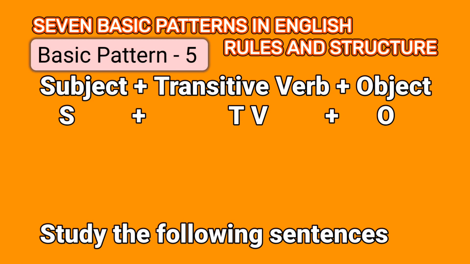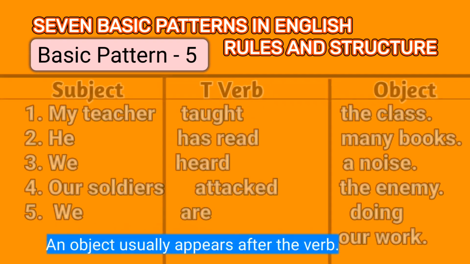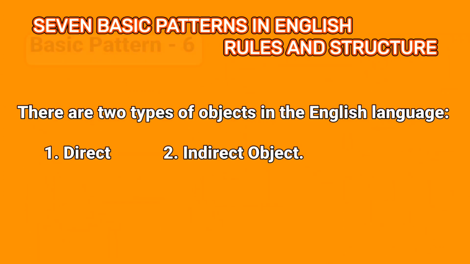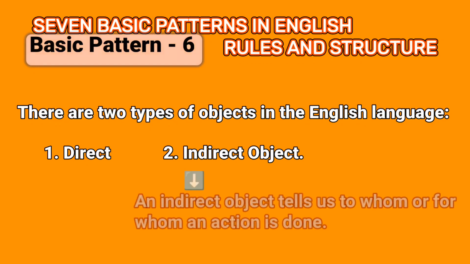Basic pattern 5 contains subject, transitive verb, object. My teacher taught the class. He has read many books. An object usually appears after the verb. There are two types of objects in the English language, direct and indirect.